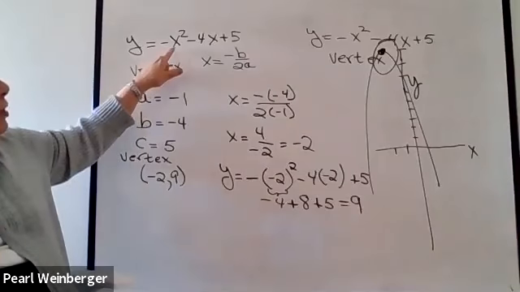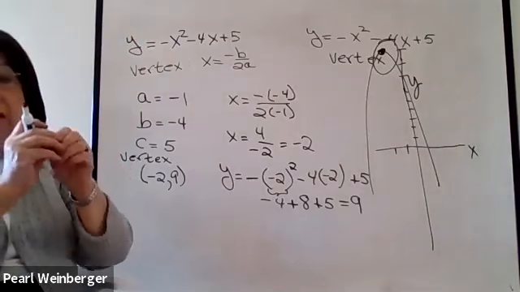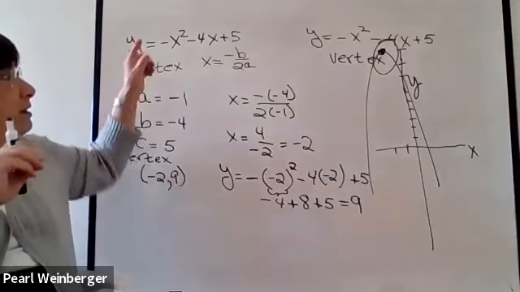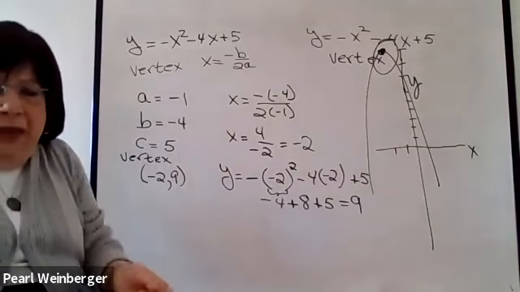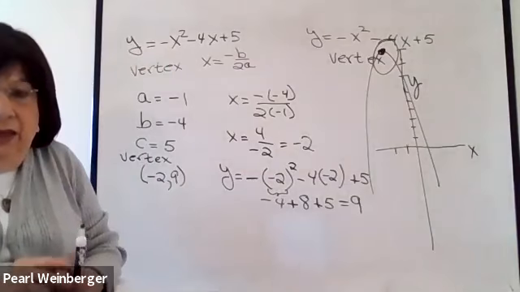And you can just look at the number in front of the x squared. If it's positive, it's smiling, it's opening up. If it's negative, it's in a bad mood. Somebody who's negative is in a bad mood and frowning.